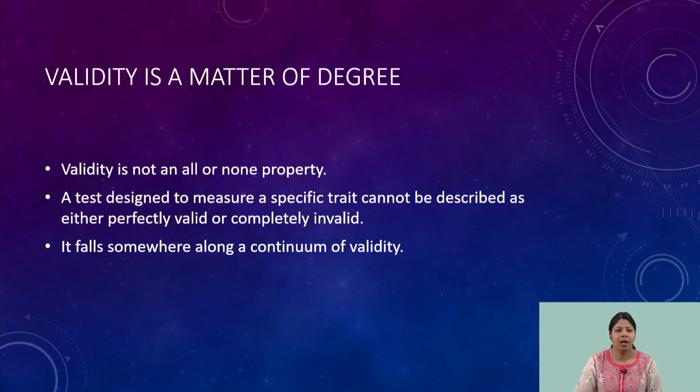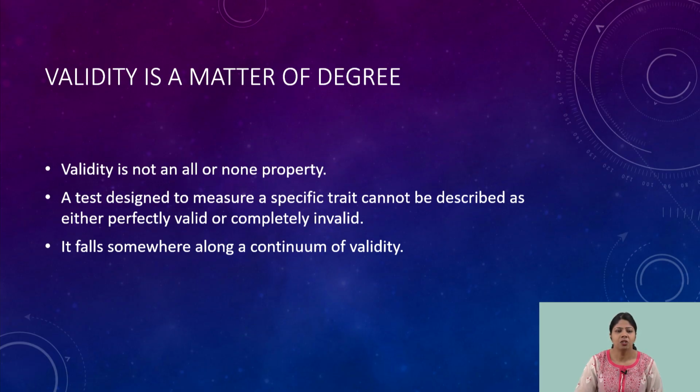That is why the test needs to be revised if there is a significant change in the attribute that is being measured, and if not, it at least needs to be revalidated over and over again to re-establish its relevance for the present scenario. Next, we look at the property of validity being a matter of degree.